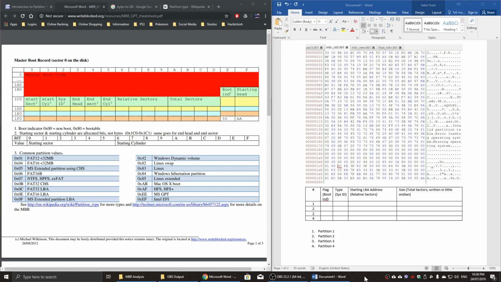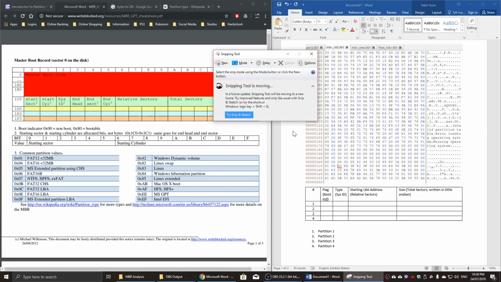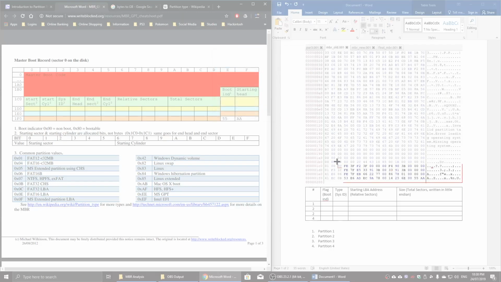An MBR can only have 4 partitions. An MBR ends with a 55AA magic number. We use this to identify where the MBR ends, where the last partition information is, and from there we can identify the other 3 partitions. So let's begin with the MBR on the right hand side. I'm just going to use the snipping tool to crop this out so it's easier.